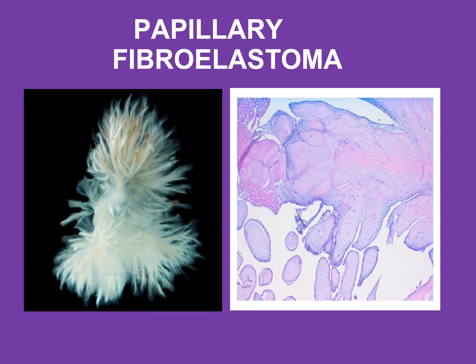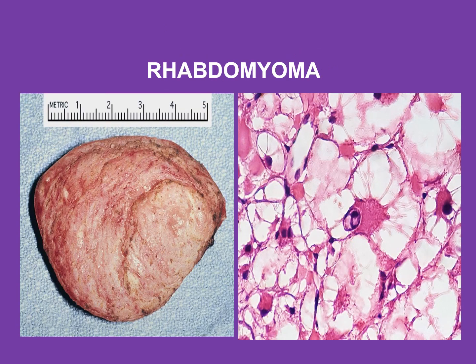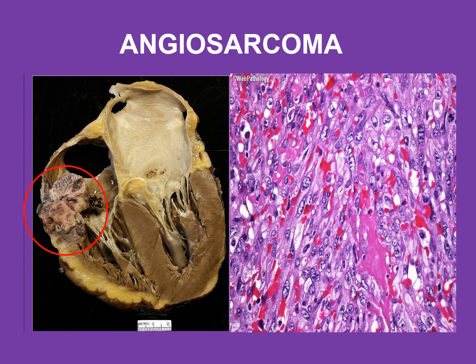Your papillary fibroelastoma, you can see this. If you submerge this in water, it would resemble your sea anemones, but that papillary structure is seen here because of these configurations. And then rhabdomyoma, the most common benign tumor in children. So in microscope, you can see here the spider cells. And this is associated with your tuberous sclerosis.